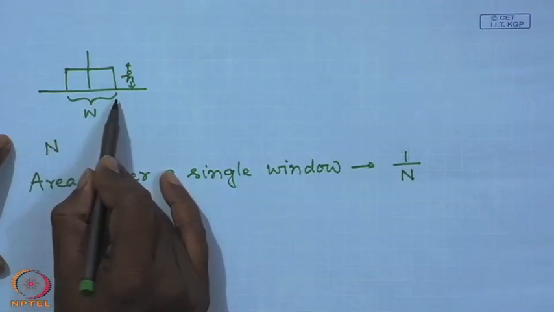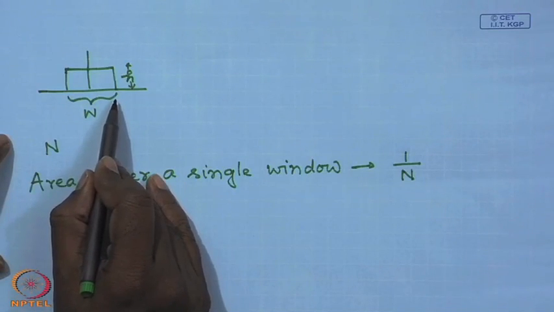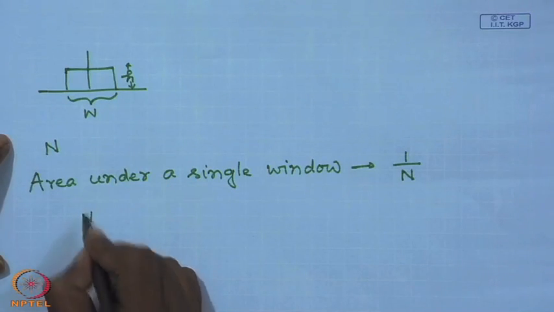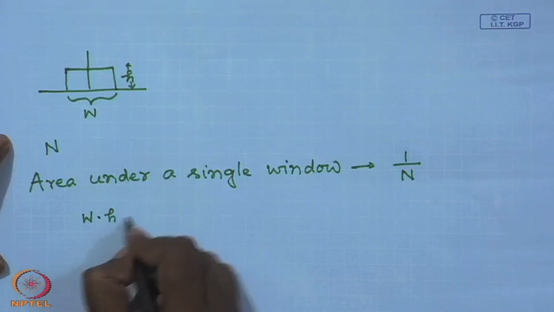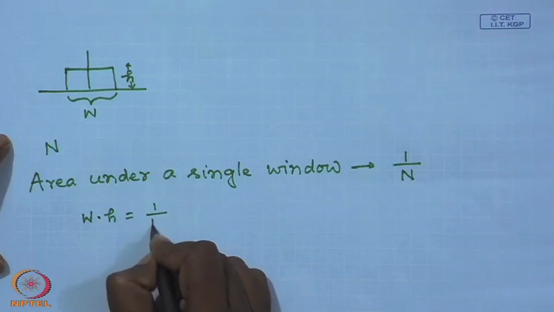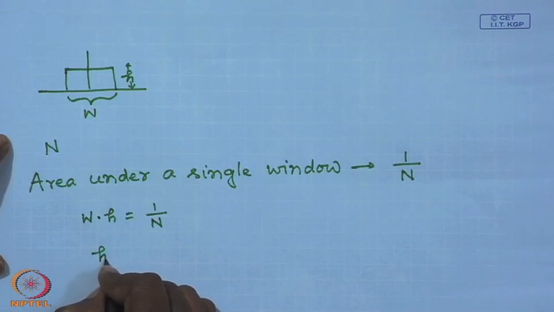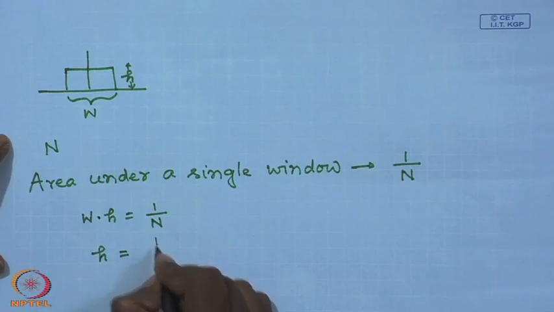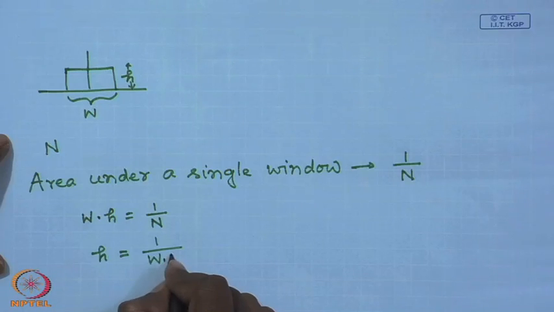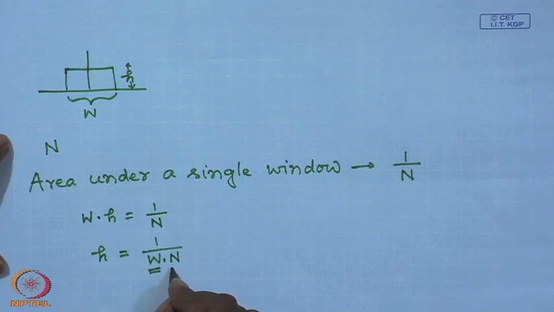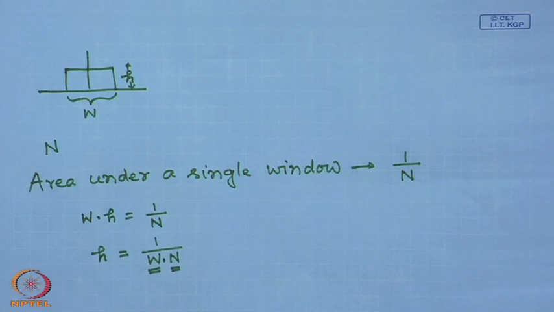And from here you find that as I have fixed the width of the window function, which is w, the area under this window is w times h, which will be equal to 1 upon capital N. So, naturally, the height of the window function h will be equal to 1 upon w times N, where w is the width of the window and N is the number of samples given for probability density estimation.